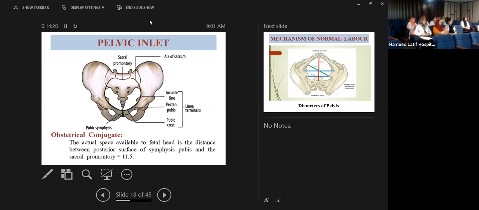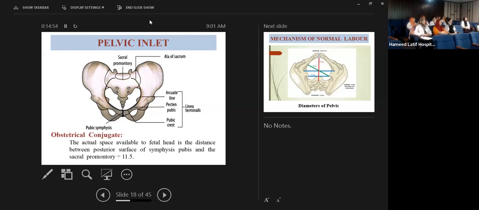Now this is the pelvic inlet. One thing to remember is that there are only three figures which you have to remember for various diameters of the pelvis. In the inlet, the transverse diameter is the largest, and the anteroposterior diameter is smallest. So a figure of 11, 12, 13. The anteroposterior diameter of the inlet is 11 centimeter.